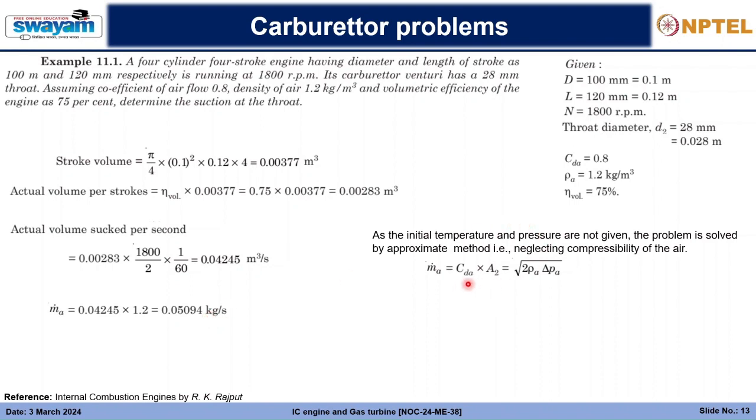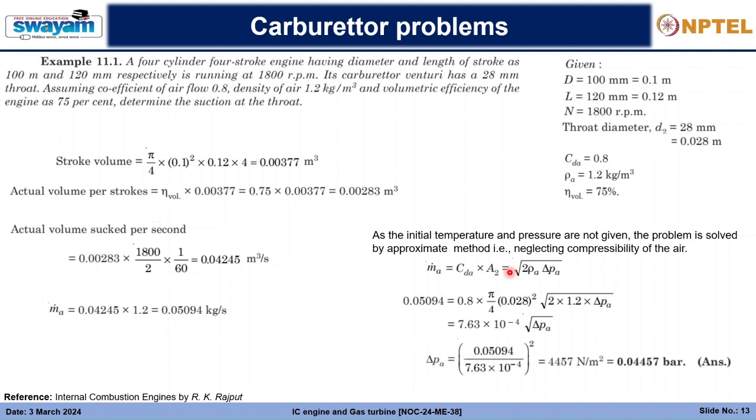So m_a equals Cd into A2 into root over 2 rho_a into delta P_a. So delta P_a is the suction at the throat which we require. And finally, if we solve it for delta P_a, we will find delta P_a equals 0.04457 bar, which is 44.57 millibar. So that is our answer.